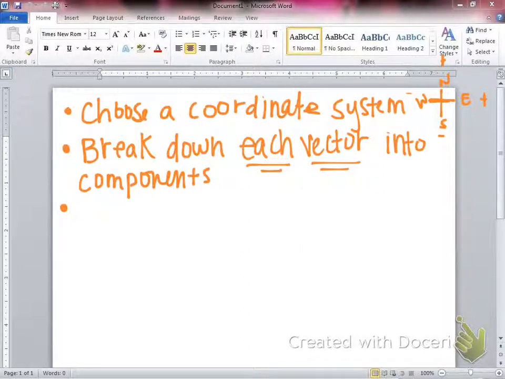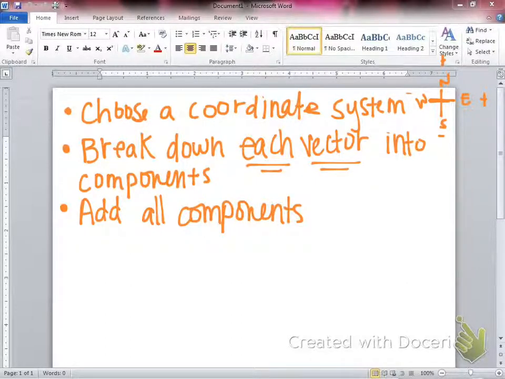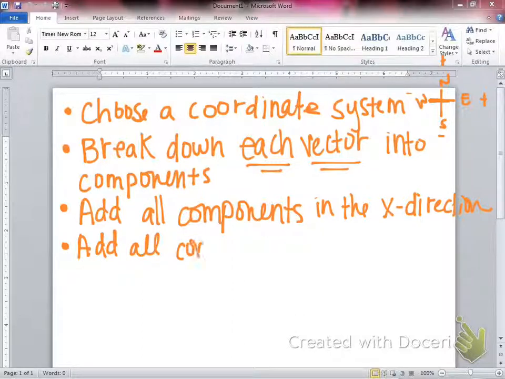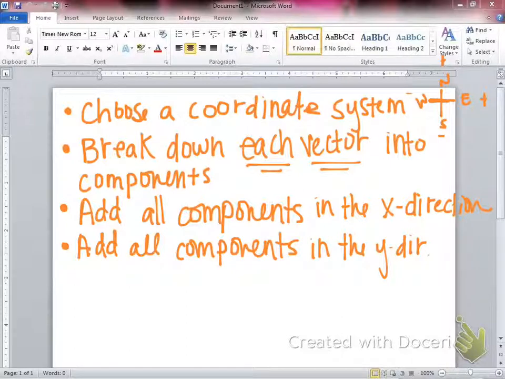After that, you're going to add or subtract your x direction. So add all components in the x direction, and add all components in the y direction. Doesn't matter what order you complete those in, right? You could do your y ones first. That's when we solved v sub r equals v sub 1x plus v sub 2x, right? That's when we add all of our x components, then we added all of our y components.